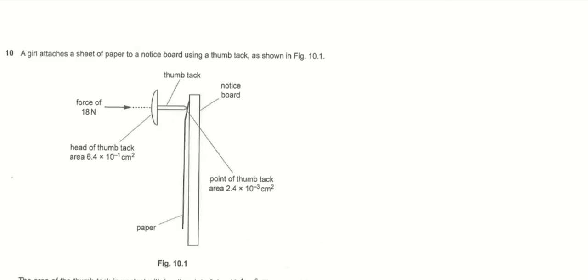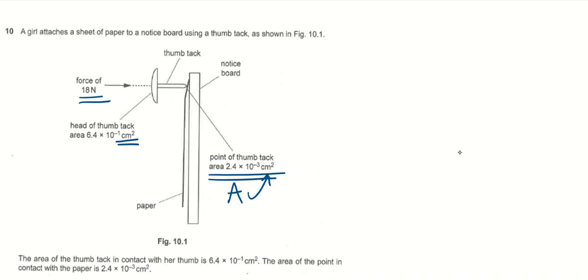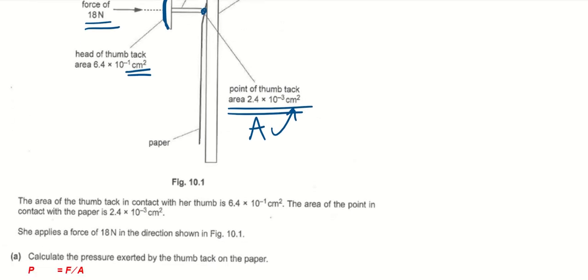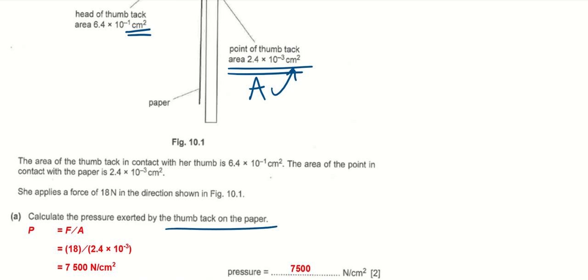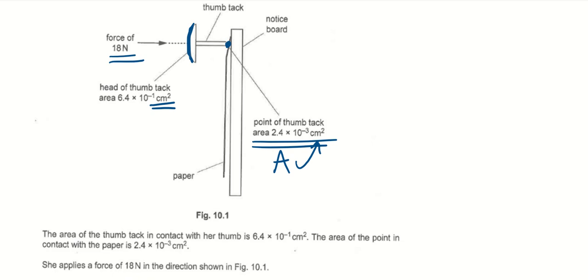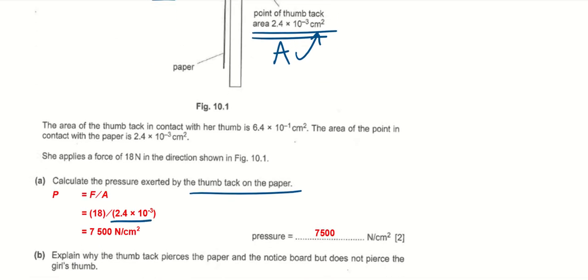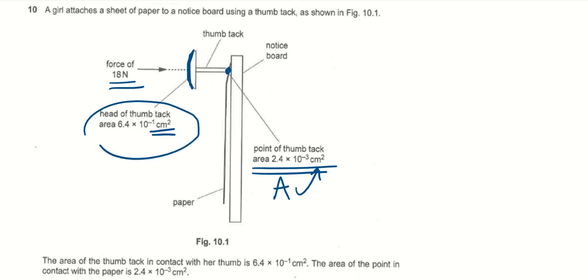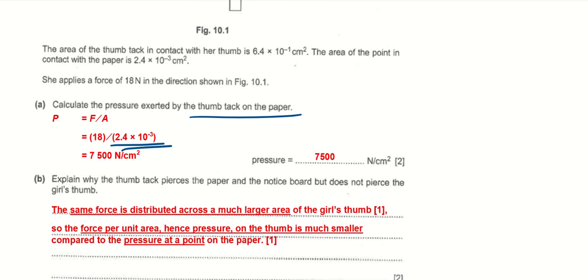Question 10. Attaches a piece of paper to a notice board using a thumbtack with a force of 18 Newton. So the point of thumbtack area is this. One thing to take note, this area is in cm square. Now the head of the thumbtack area is 6.4 times 10 to the power minus 1 cm square. So this has a larger area, this has a smaller area. So I think they'll be asking for pressure. So calculate the pressure exerted by the thumbtack on the paper. On the paper, it is having this area. So we need to use the area that is in contact and not the area of the head of the thumbtack. So we get 7500 Newton per cm square.